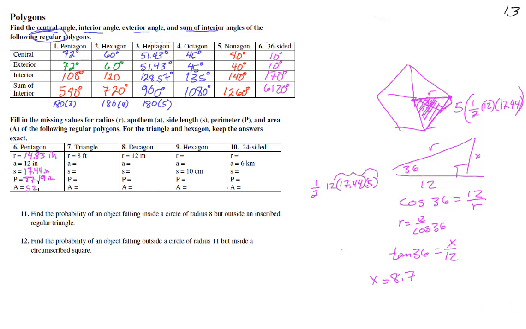523.11, and that's inches squared for area. Good. Let's do this next one.